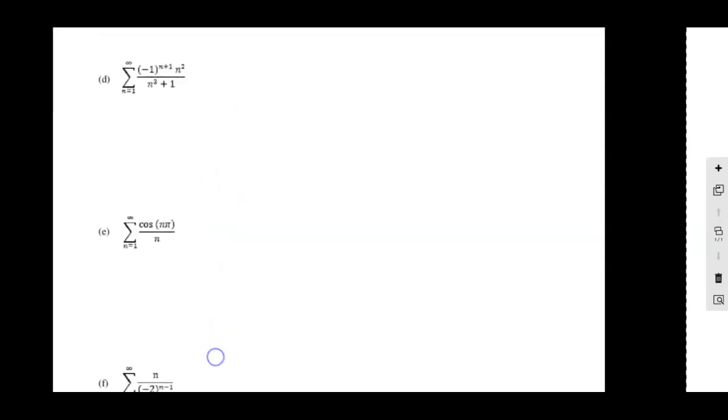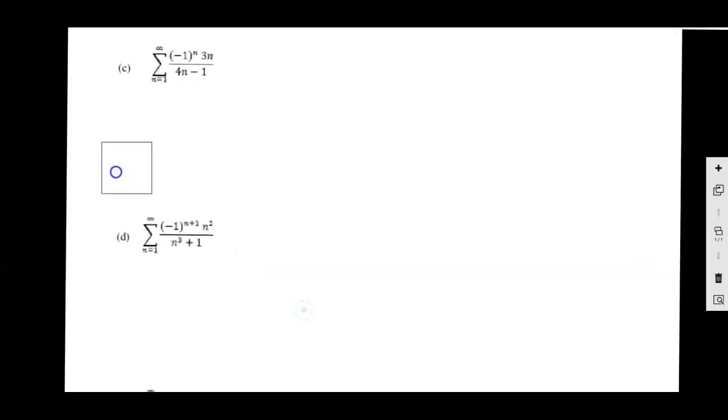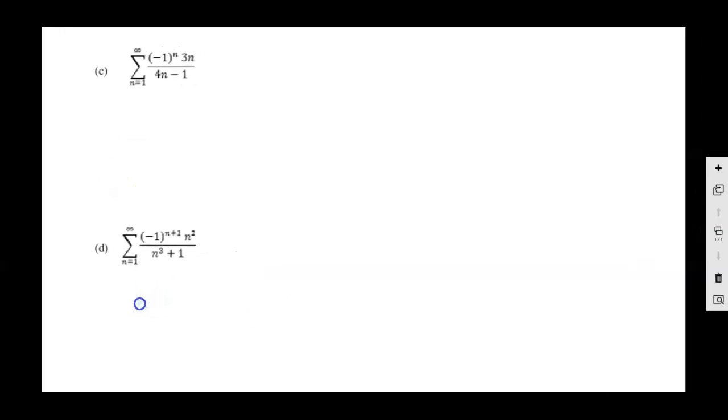If you fail the first condition, why are you using the alternating series test, right? If it doesn't alternate, you're not supposed to be using this test. And then if it fails either of the next two conditions, right? If it fails the limit, it's going to diverge. It's going to diverge because of the nth term test.